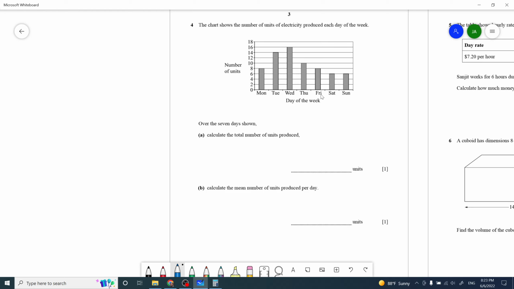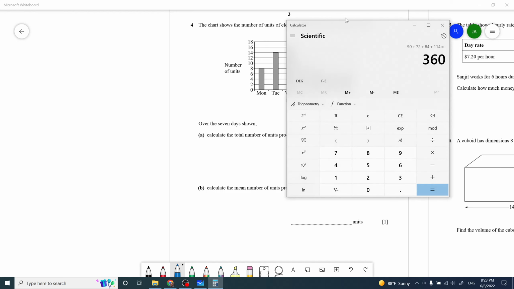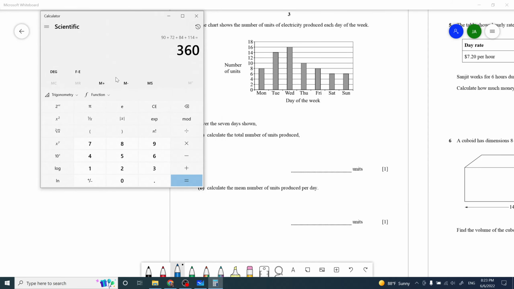So we can see here, we just read and add all these together to save us some time. I'll just plug it in the calculator over here. So we've got 8 plus 14 plus 16 plus, what is it, 10 plus 8 plus 6 plus 6 plus 8 plus 6 plus, not 62.